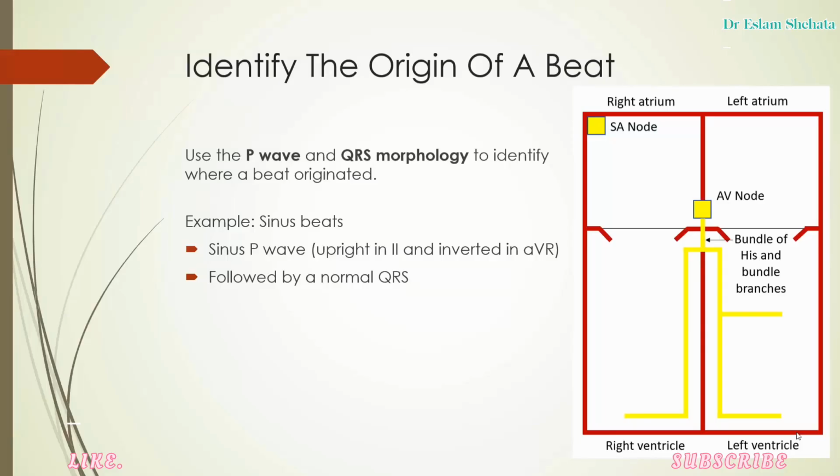So we're trying to identify the type of tachycardia, and to do that we're going to try to identify the origin of each beat. And we've talked about this before, okay? So in sinus rhythm, we know that the action potential starts at the sinus node, and so the P wave should be upright in lead 2, inverted in aVR, and if there's normal conduction, then they'll all be followed by QRS complexes. Alright, so P wave and QRS morphology is key to this.